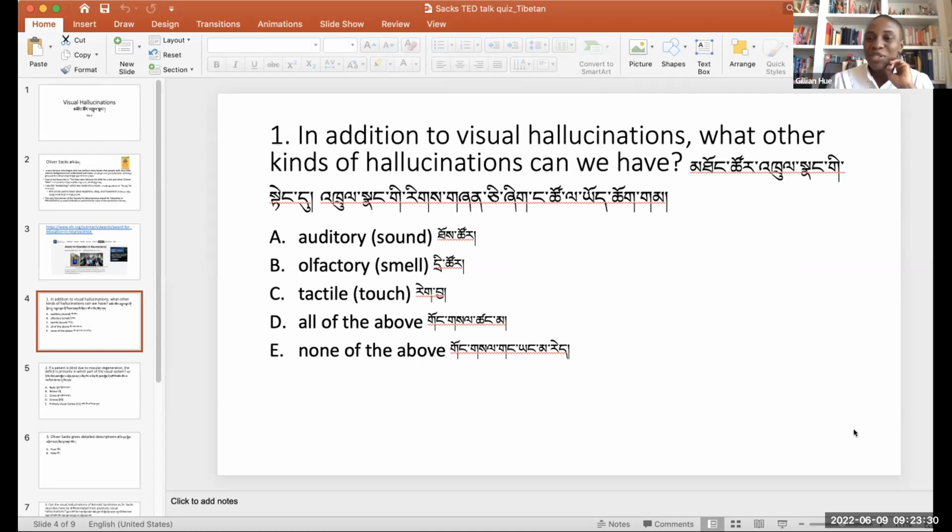Okay, good. So some people will actually be able to smell something and it's usually unpleasant, but they just keep smelling it and there's nothing in the environment causing the smell, but they smell something all the time, and that is an olfactory hallucination.